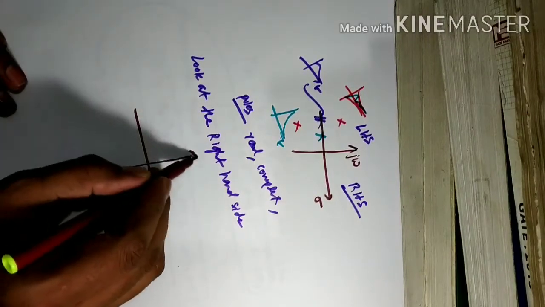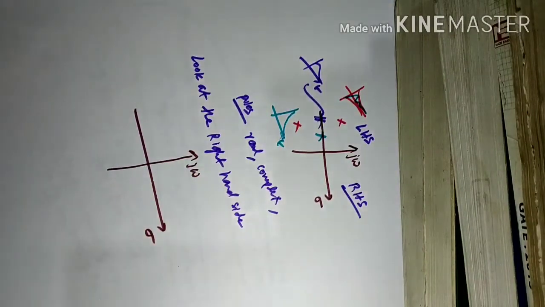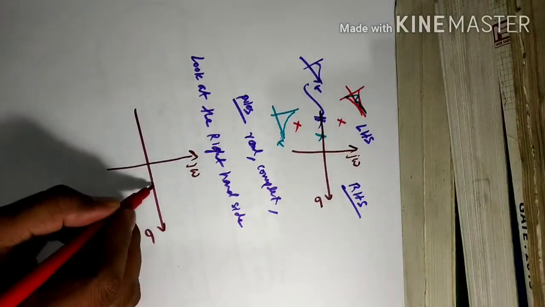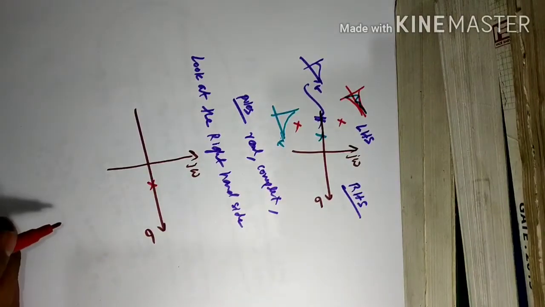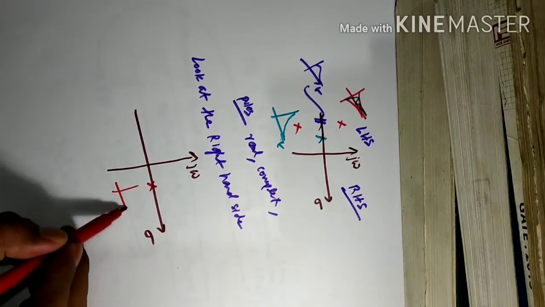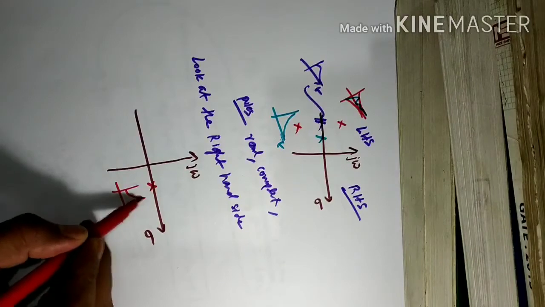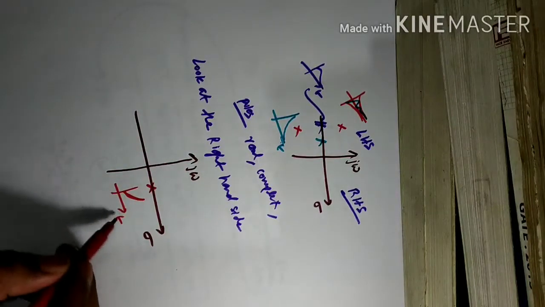So I am just going to scan this S plane. If a root is located at this point, what happens? You will get a growing response. Actually, this is an unstable system.